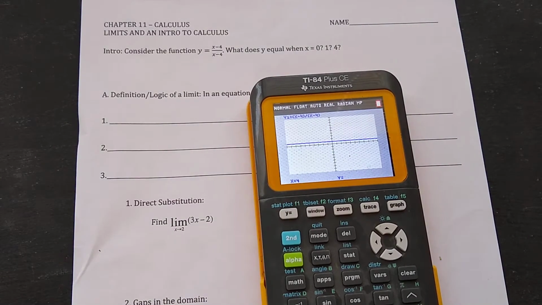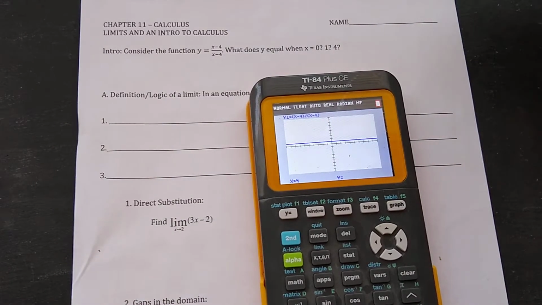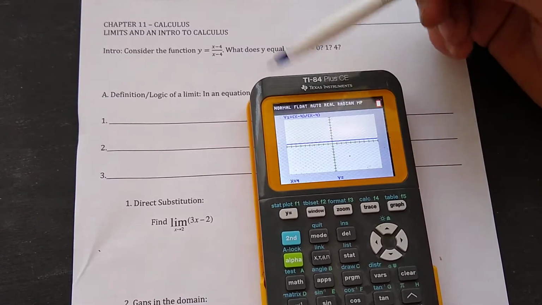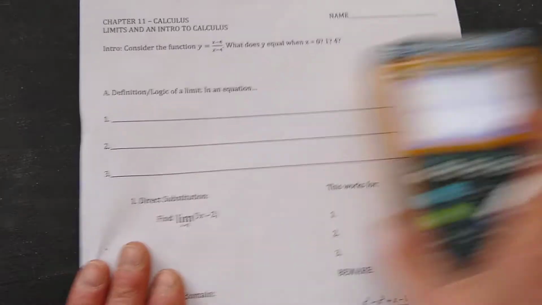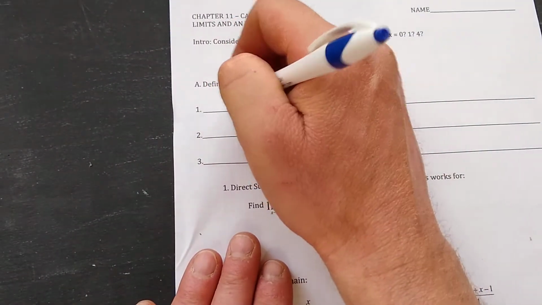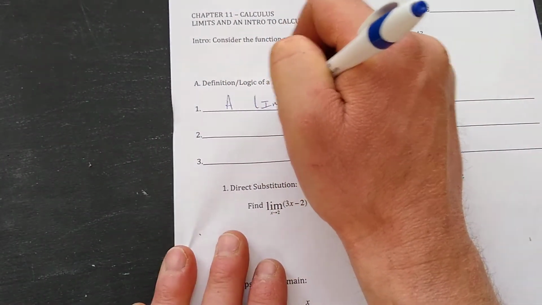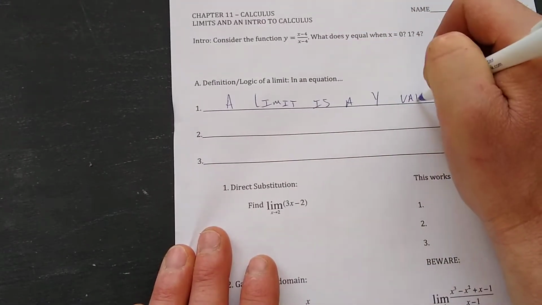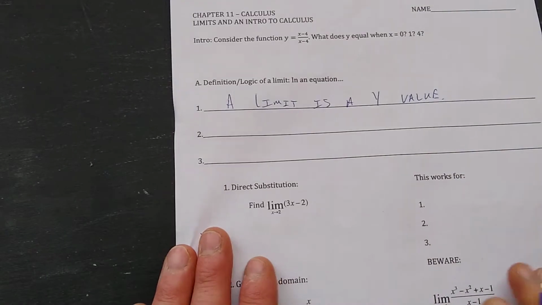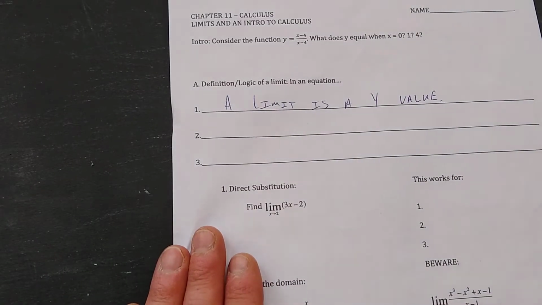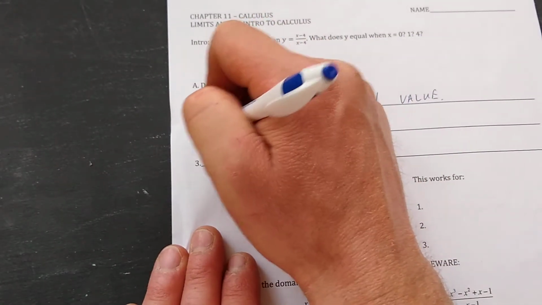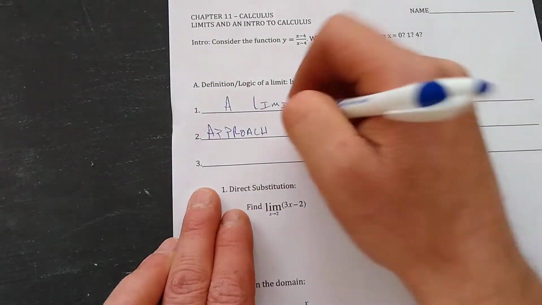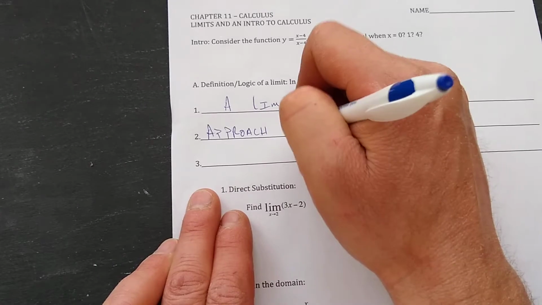So what we do in math is we take what's called a limit. Okay, so a limit is when you approach something. So if you notice, first of all, what is a limit? A limit is a y value. Okay, a limit is a y value. So what you're going to do is you're going to approach an x value from one side. So we'll just start with the right. Approach from the right.